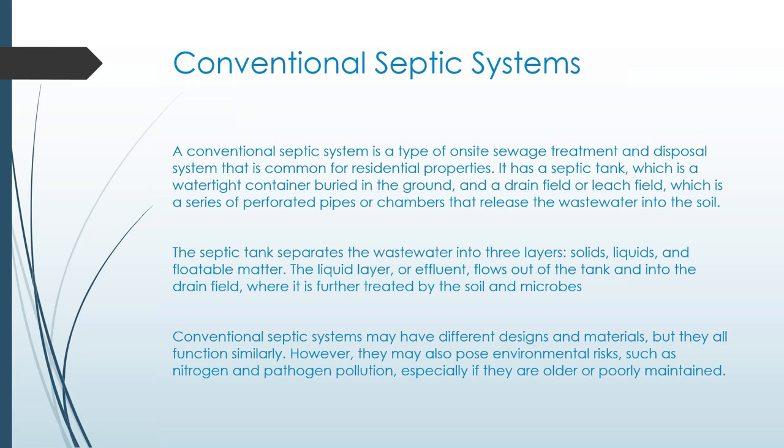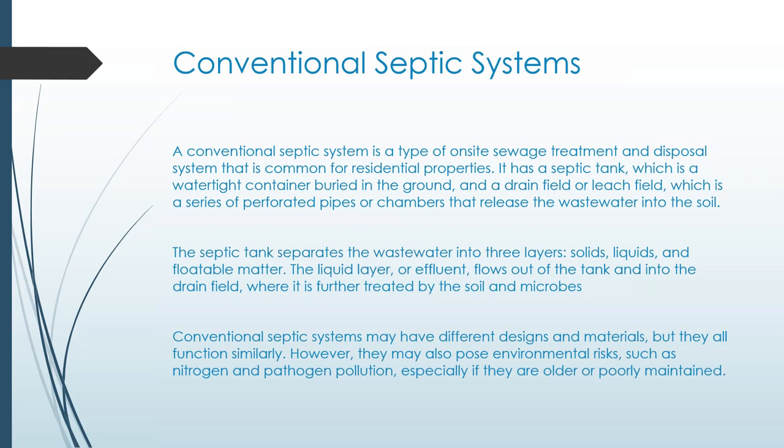A conventional septic system. A conventional septic system is a type of on-site sewage treatment and disposal system that is common for residential properties. It has a septic tank, which is a watertight container buried in the ground, and a drain field or leach field, which is a series of perforated pipes or chambers that release the wastewater into the soil.